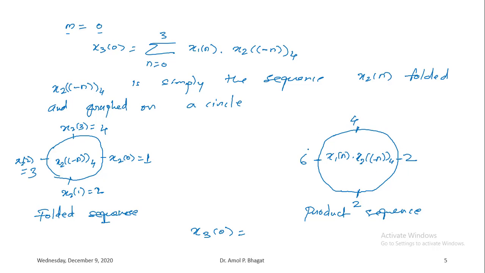So the addition of these 4 values will be 6 plus 4 plus 2 plus 2, which will be 14. So we got the first sample, that is x3 of 0.